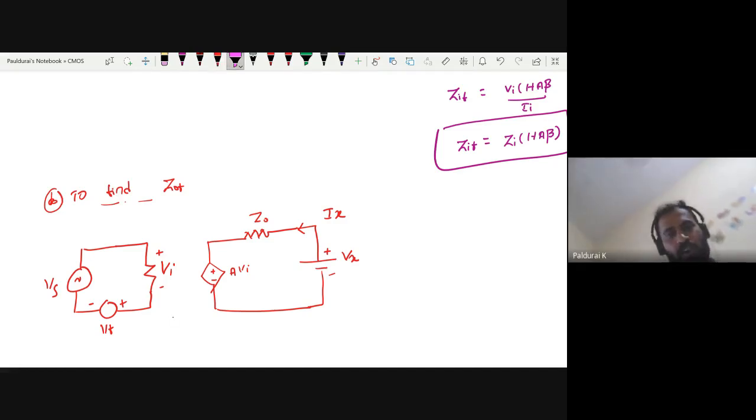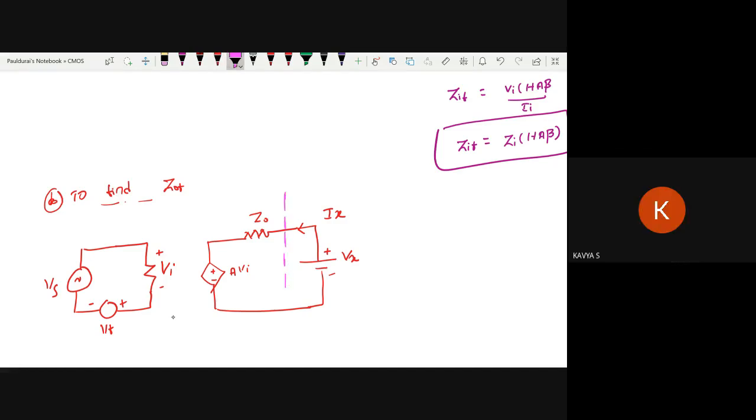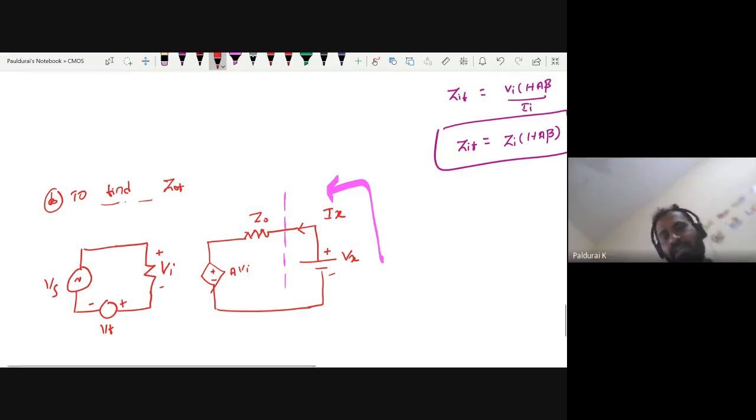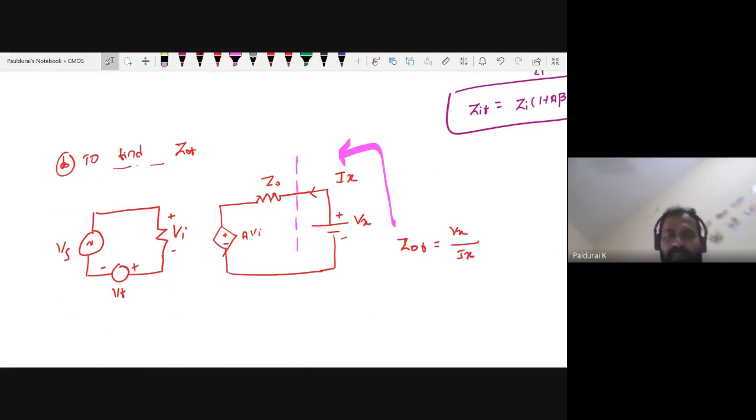So what is your output resistance when you are looking from here? இப்போ இங்க இருந்து பார்க்கறப்ப பாத்தீங்கன்னா my output resistance, right? Nothing but my Z_OF. It is Vx over Ix. That's it. வேற ஏதாவது பாயிண்ட் மிஸ் ஆயிருக்கா? I am expecting one more point. நானே சொல்றேன். ஒரே ஒரு பாயிண்ட் இங்க மிஸ் ஆயிருக்கு.